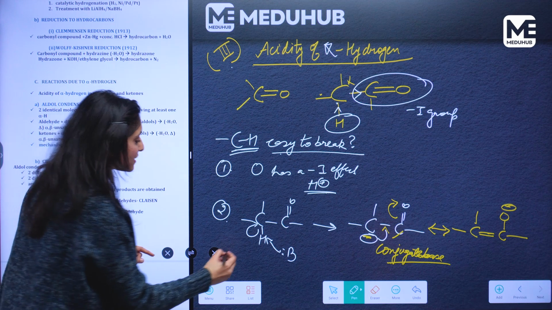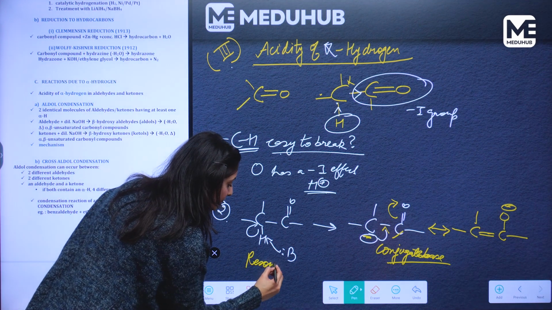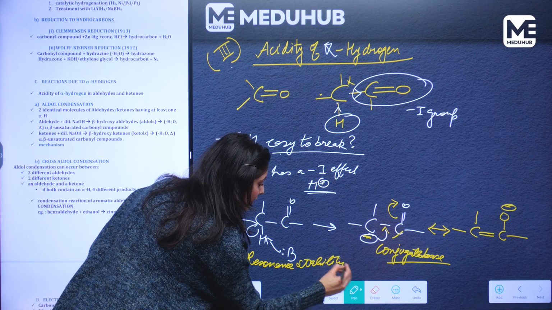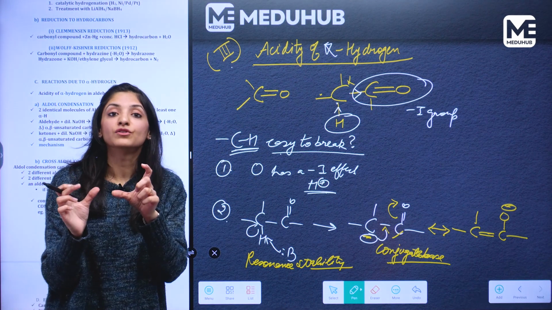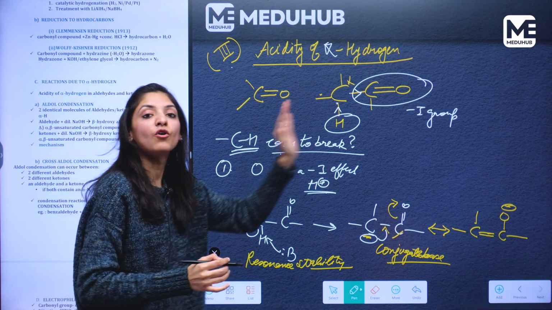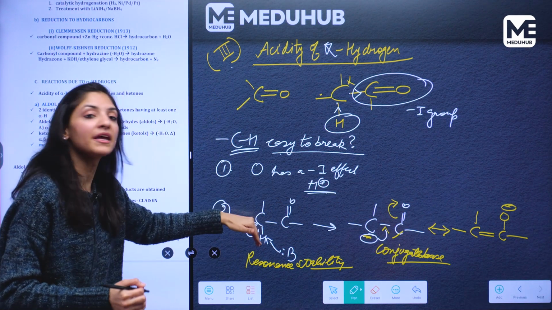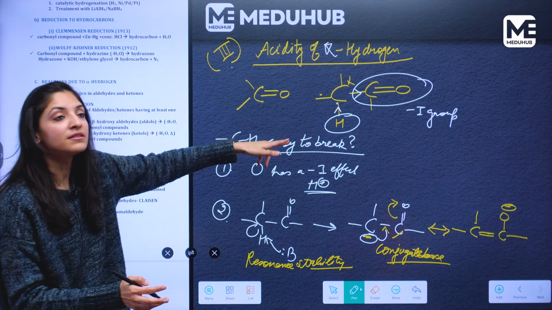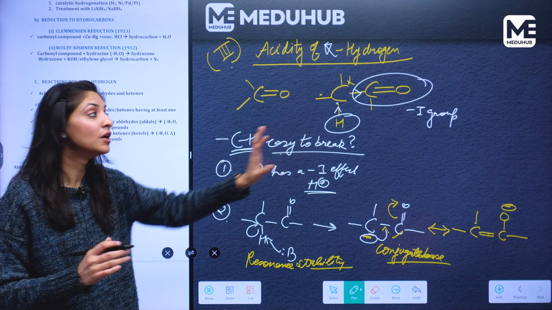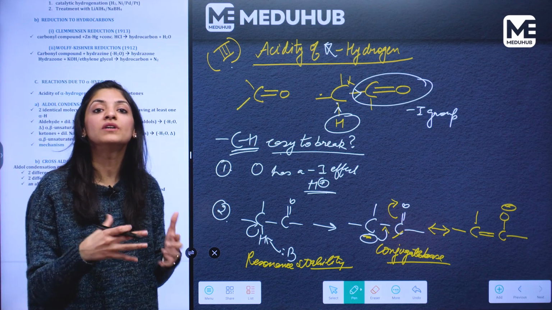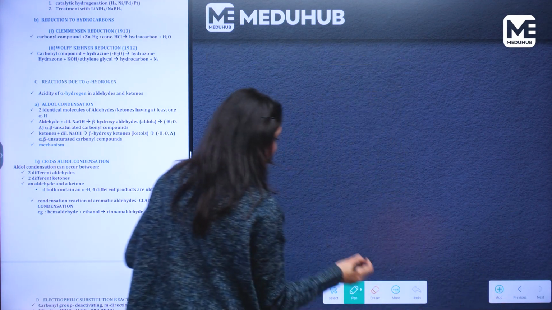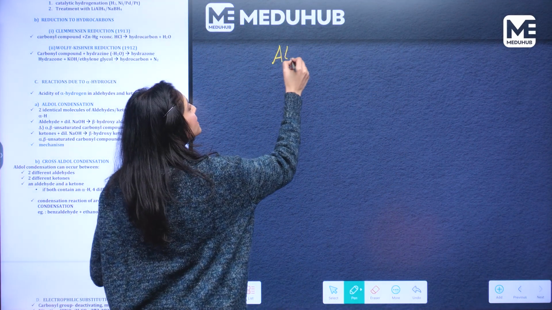Because of the resonance stability of the carbanion over this acid, the removal of this hydrogen as a proton is favorable because the conjugate base is more stable than the parent acid. So because of these two reasons, the alpha hydrogen is acidic in aldehydes and ketones. Now what reactions do aldehydes and ketones undergo because of the presence of this alpha hydrogen? That reaction is a very important reaction which is called aldol condensation.